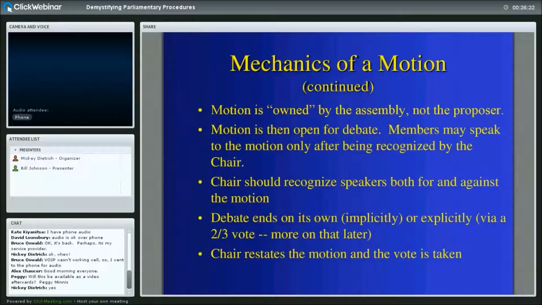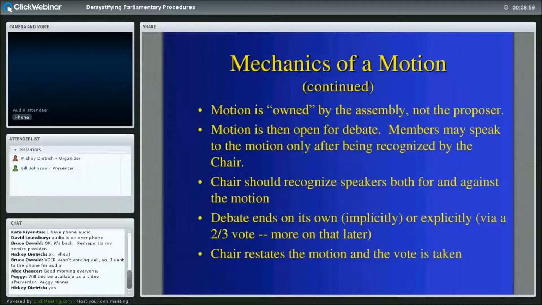So once the debate has ended, and the debate can end in one of two ways. It can end because everybody that wished to enter into the debate is done. So if there's nobody else wishing to speak, we can now take the vote. Or we can have a motion to end debate. And a motion to end debate would have to be passed by a 2/3 majority.